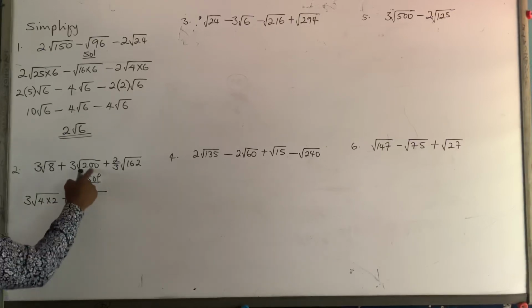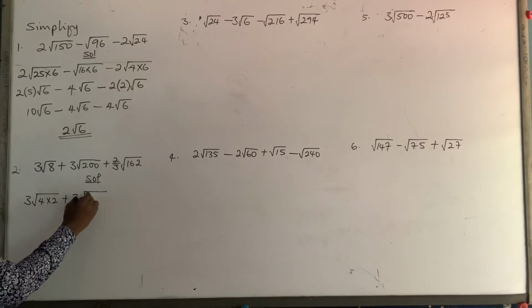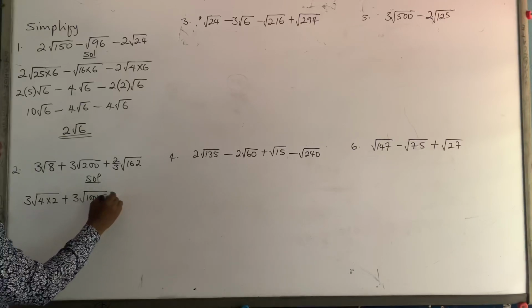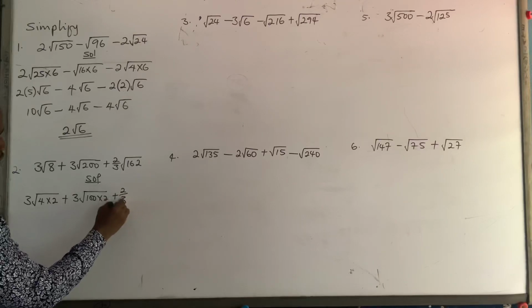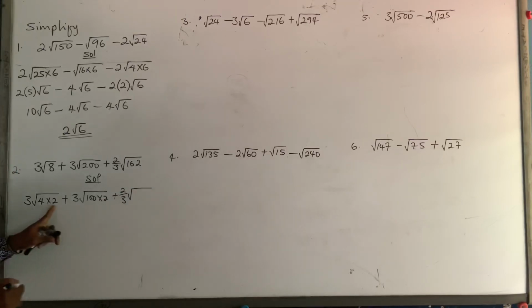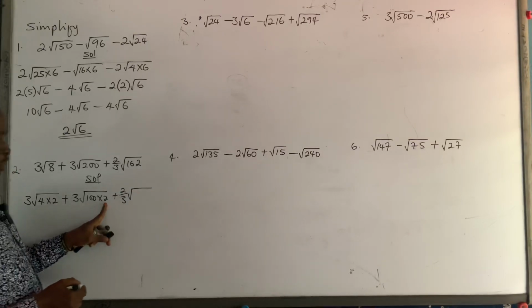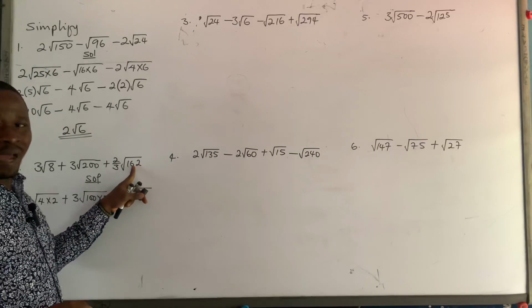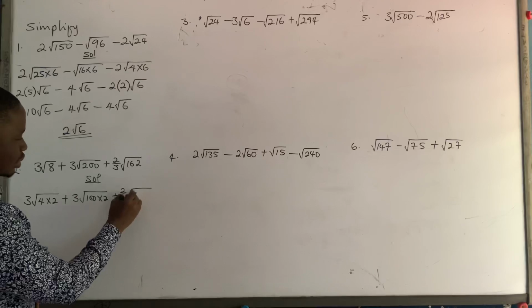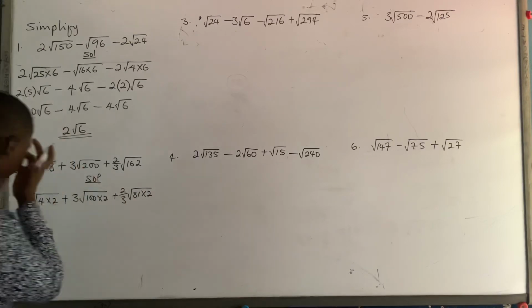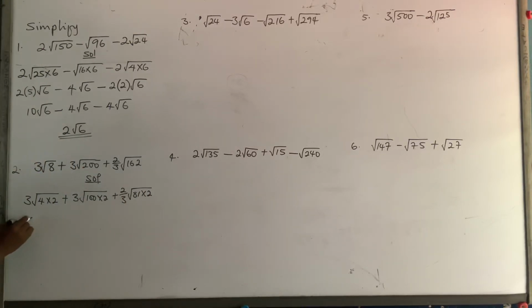3. The two numbers for 200 is 100 multiplied by 2. 2 over 3. We have a factor of 2, a factor of 2. So dividing 162 by 2, it will give us 81. 81 is a perfect square. So 81 times 2. So these 3 outside multiplies what is coming outside.